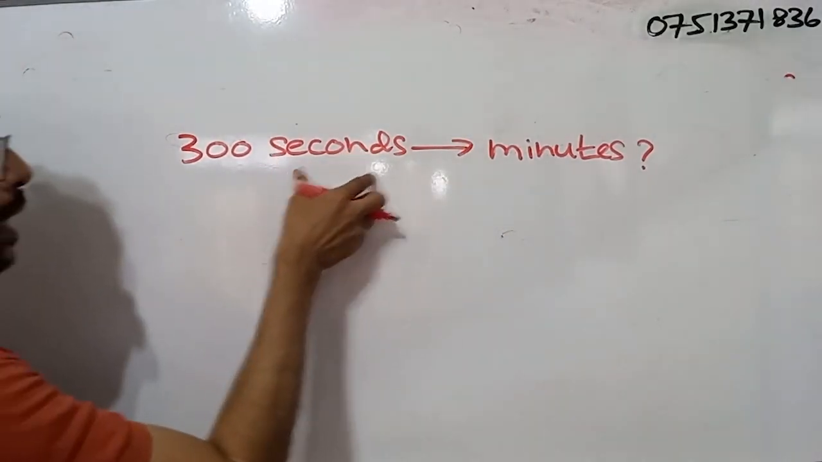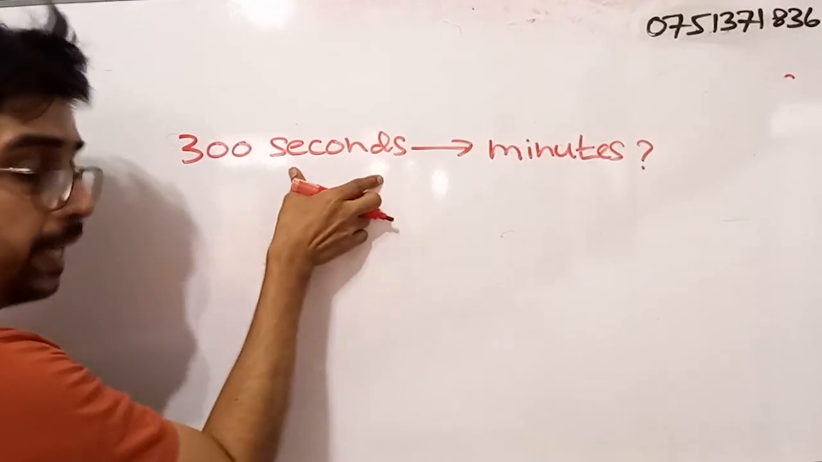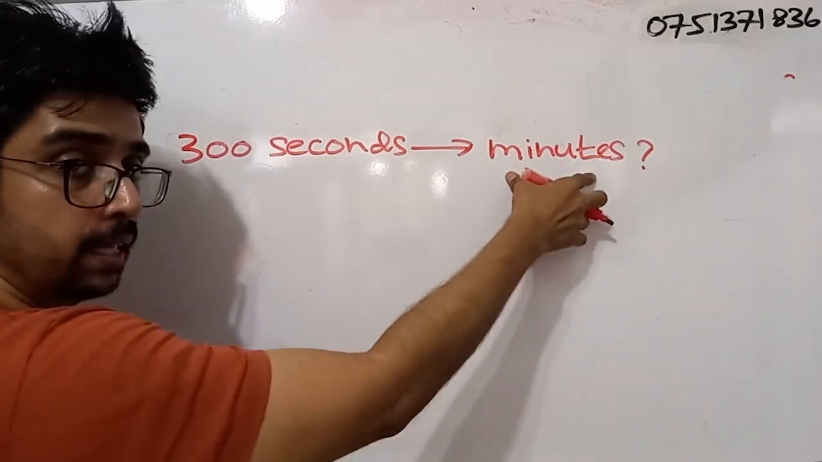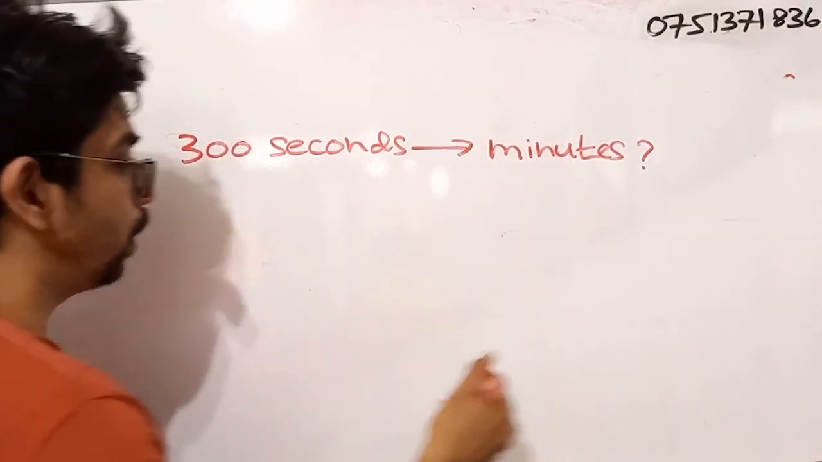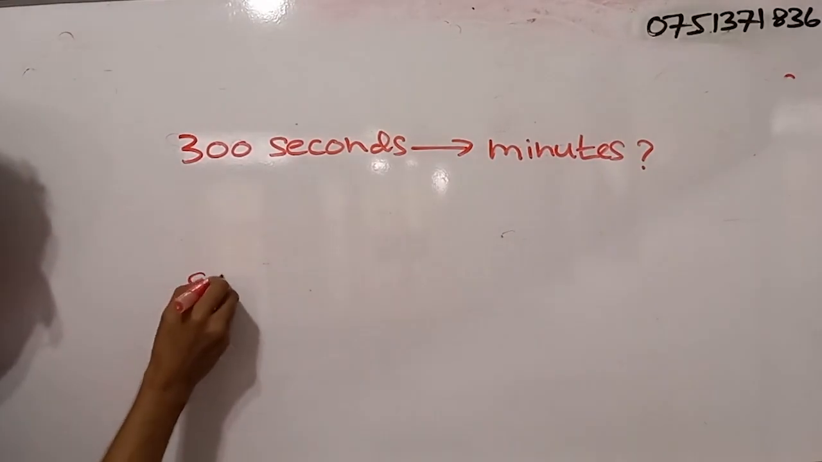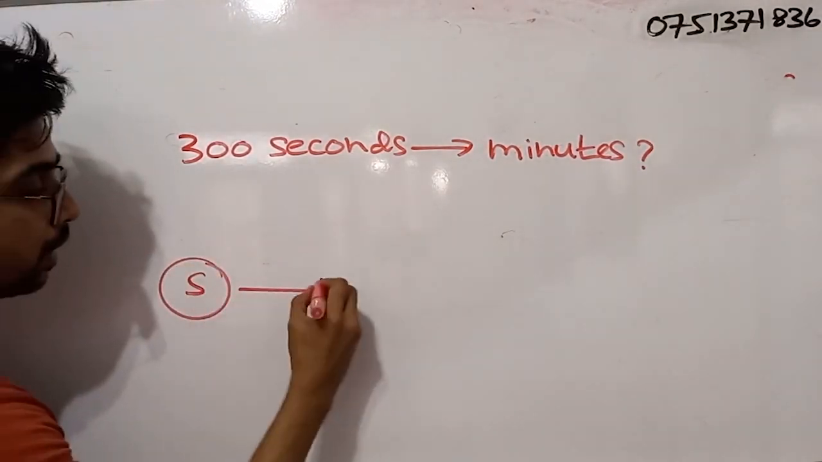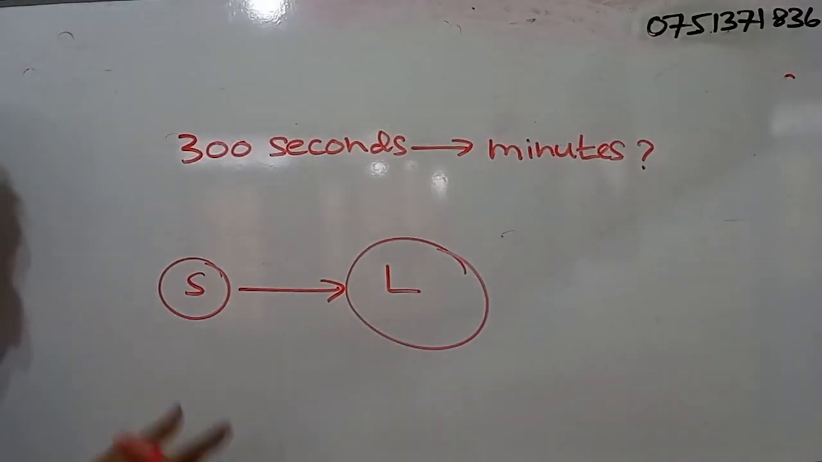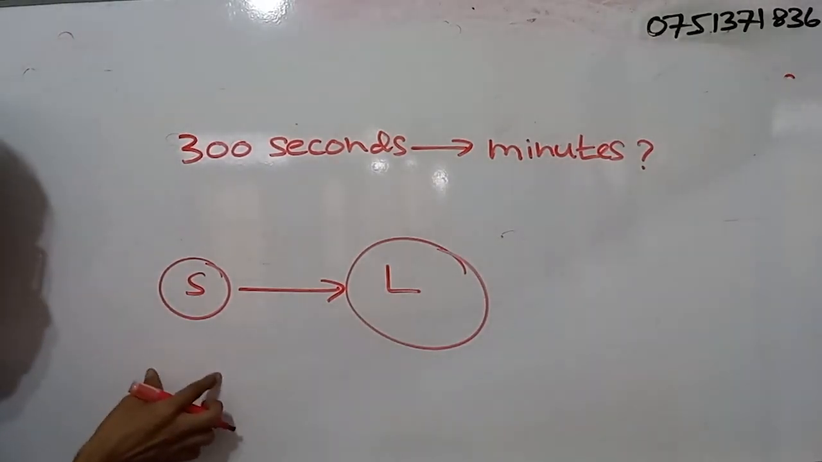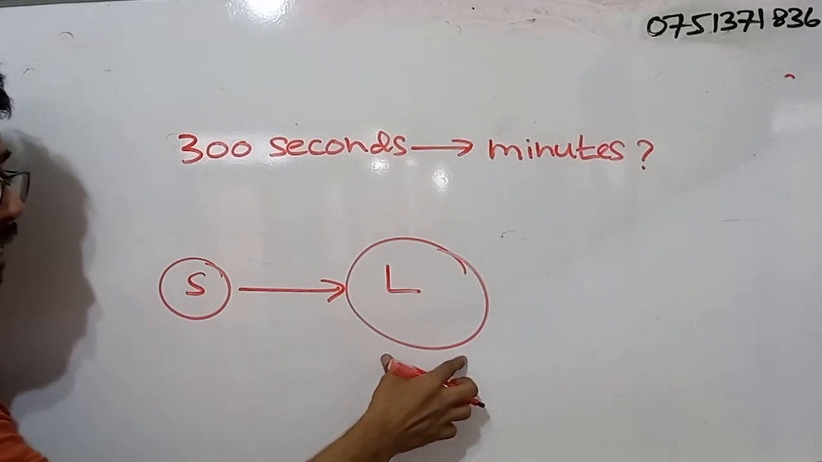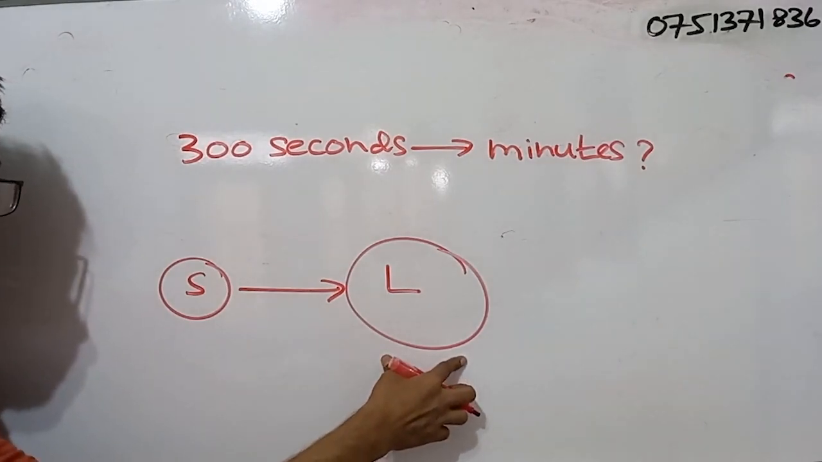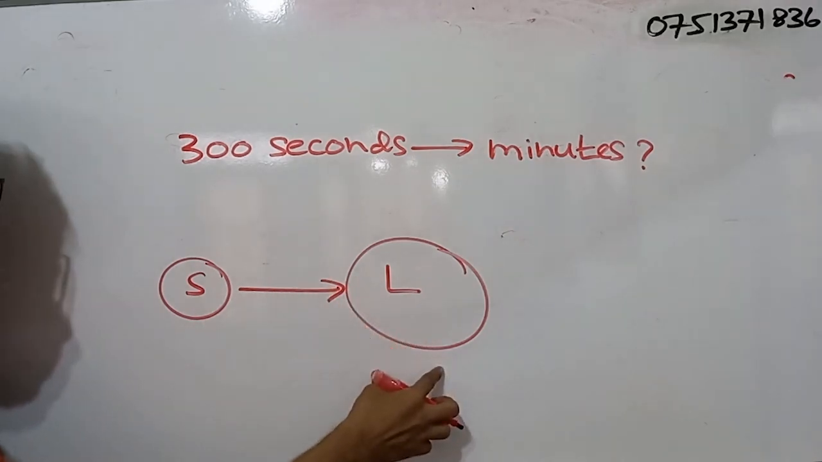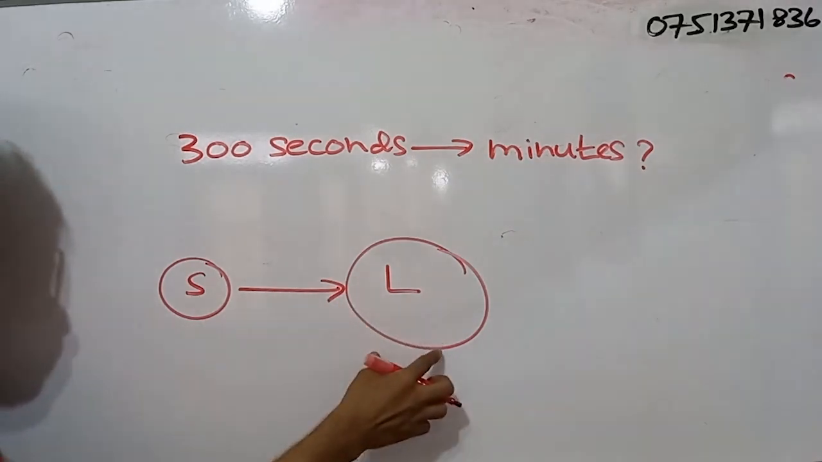When we compare seconds and minutes, we know seconds, that is the smaller unit. Minutes, that is the larger unit. So what do we have to do? We have to convert seconds into what? Into a much larger unit. So here, seconds, that is the smaller unit. Minutes, that is the larger unit. Right? Smaller unit into a larger unit.